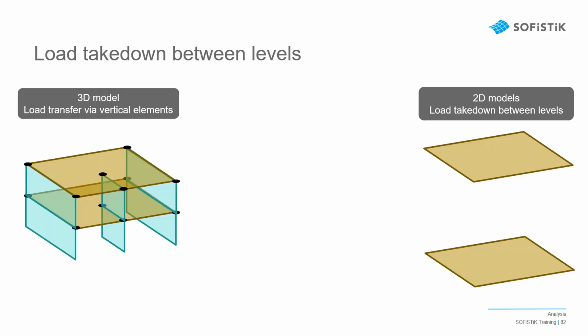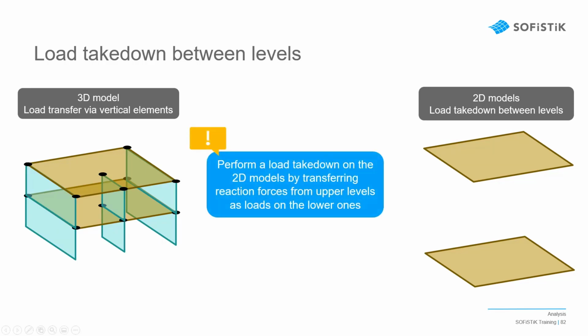Now, if we study each level as a subsystem, it is important to ensure that loads coming from the levels above are well accounted for, like in the 3D model. This is what we call a load takedown. We can obviously create loads manually, but fortunately, SOFiSTiK can perform a load takedown between levels. The software will then take the reaction forces from an upper level and generate corresponding forces on the active level subsystem. Indeed, the software has in memory the position of the levels in relation to each other and can also account for walls and columns which are not included in the 2D slab subsystem.